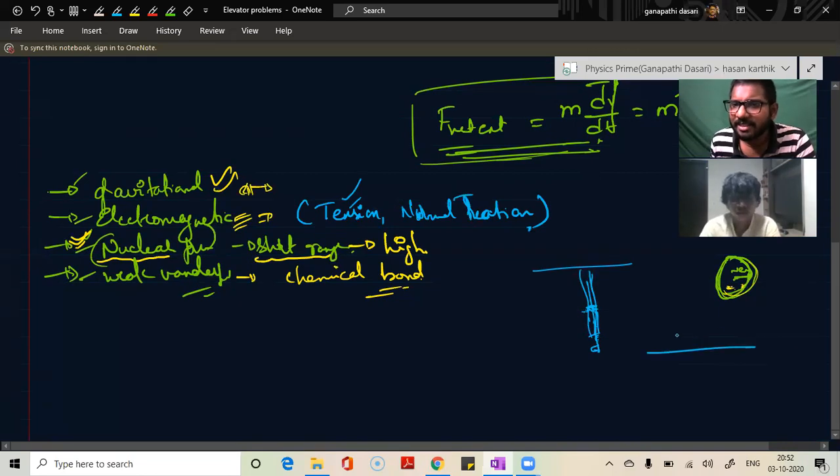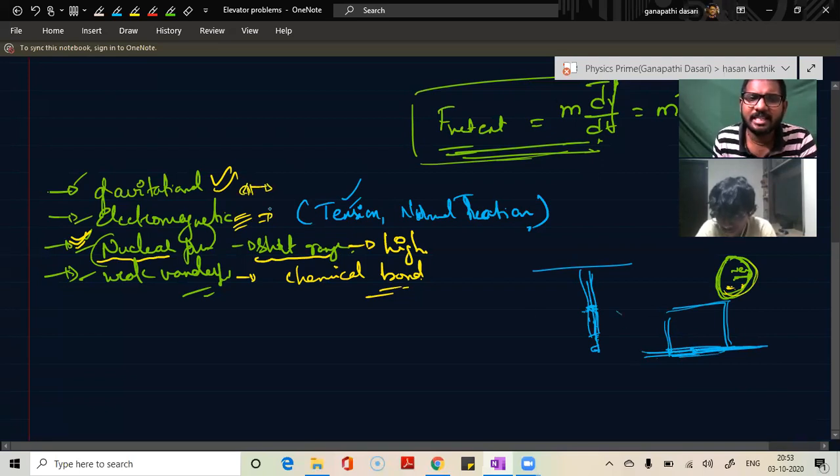And even when you keep a block on a surface, friction is also an electromagnetic force, as far as I remember. When you keep a block on the surface, the molecules of the block will interact with the surface molecules. Here we can consider them electromagnetic forces.